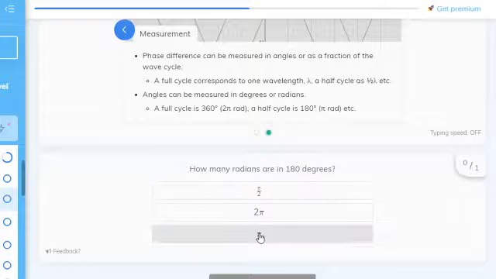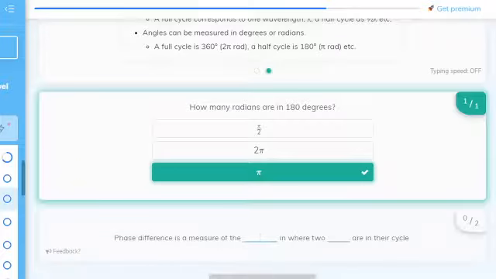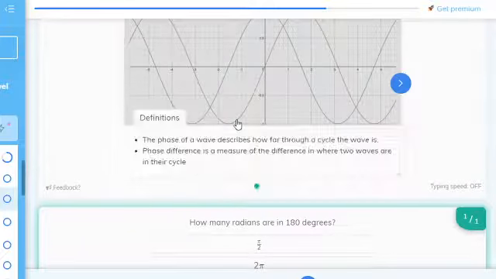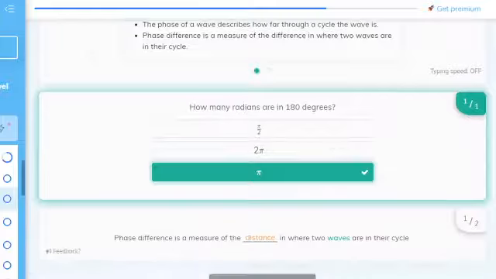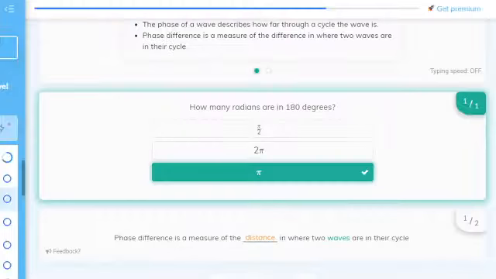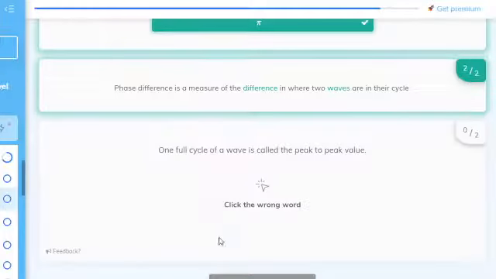How many radians are in 180 degrees? Pi. The formula for radians is the angle divided by 180 over pi. Phase difference is a measure of where two waves are in their cycle, relative to each other. It's really an angle. Phase difference is a measure of what? The difference in where two waves are in their cycle. That took a while, because I was only talking about one wave, but there are two.